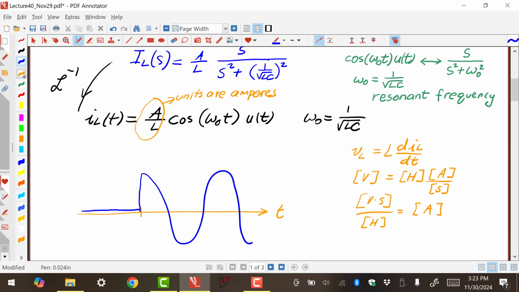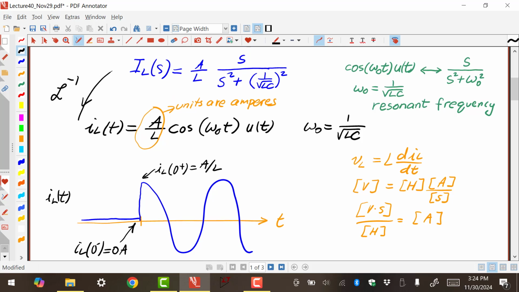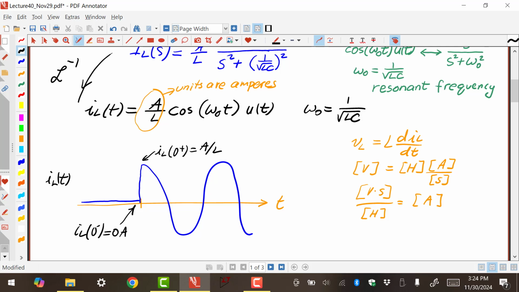So the key point here is that this is i_L of t. i_L of 0 minus is 0 amps. That's given. But i_L at 0 plus is equal to A over L, right? So this thing oscillates.